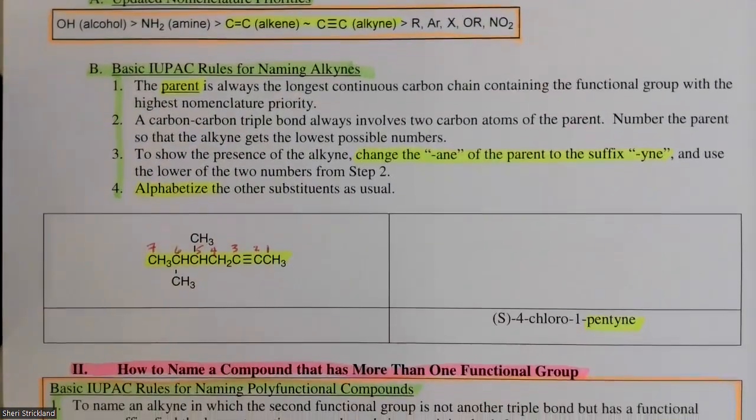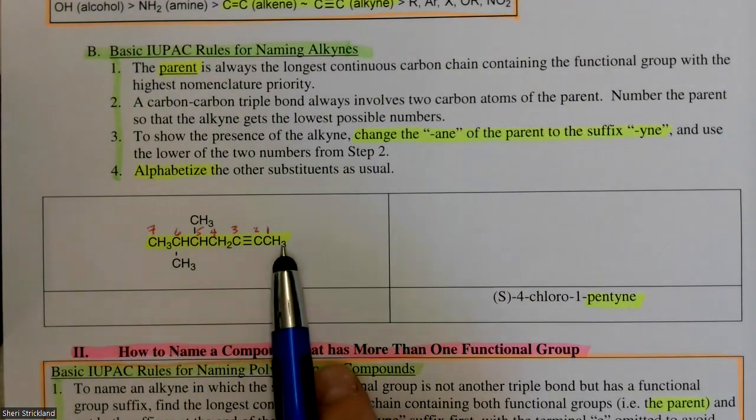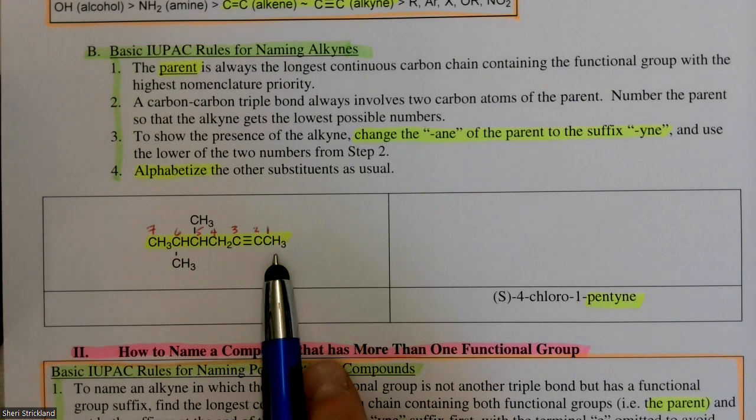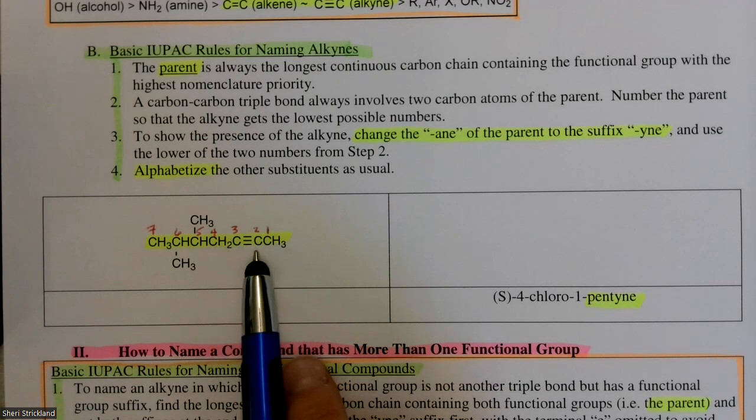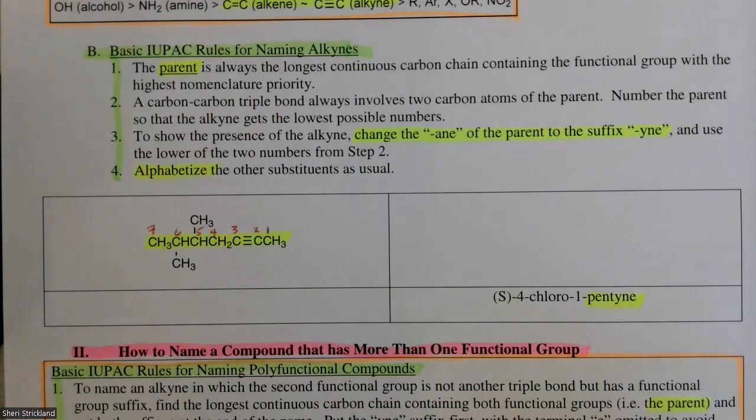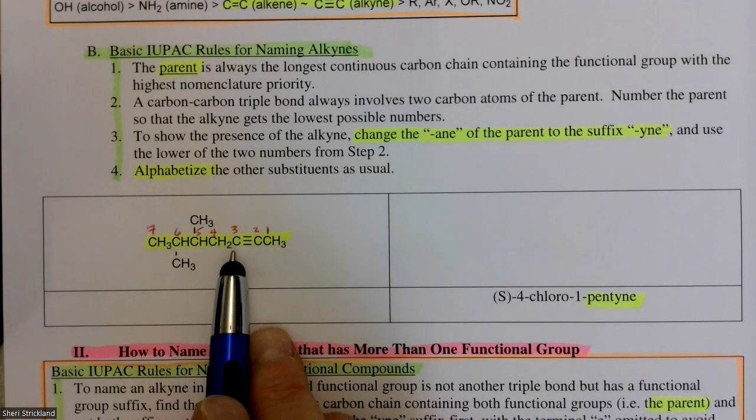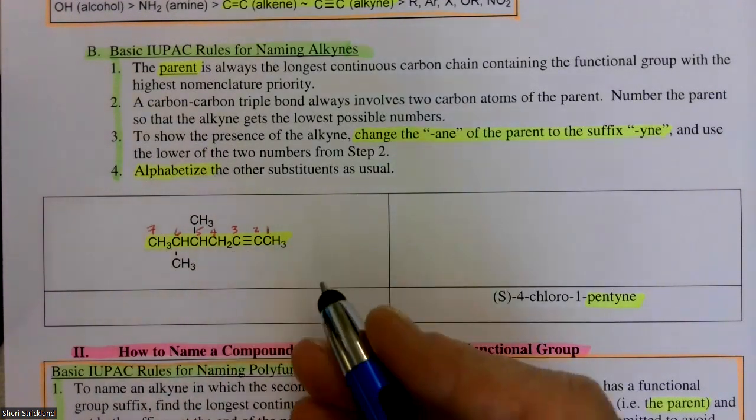So it's important to be able to go from a structure to a name or from a name to a structure. So we're going to do one of each. Now I found my parent, which contains the two sp hybridized carbons of the alkyne, and I numbered it so as to give the alkyne the lowest possible number. And so this parent has 7 carbons, and it has a triple bond in it. So it's a heptyne with a triple bond at carbon 2.